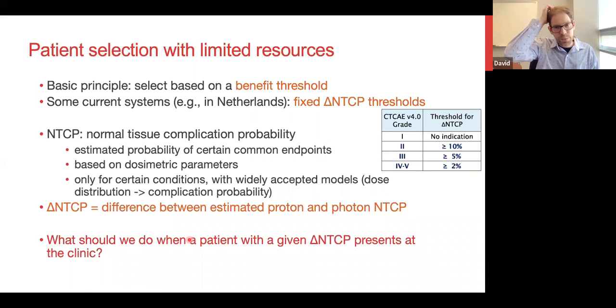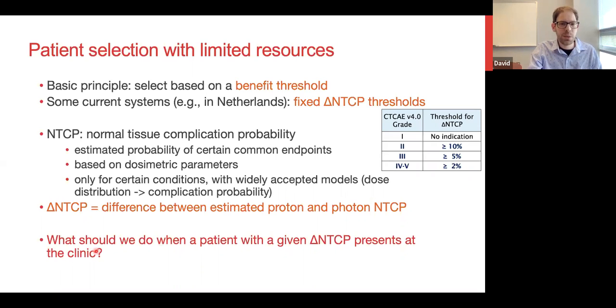So we studied this problem, and many people have studied this problem before us as well. The basic principle is that we just have to select the patients based on some kind of benefit threshold. You look at the difference between the proton and the photon. You understand the proton is better, but you have to see how much better. If it's substantially better, then you send the patients to proton. And some current systems are already in place. In particular, in the Netherlands, proton therapy patients are selected in this manner using fixed delta and TCP thresholds.